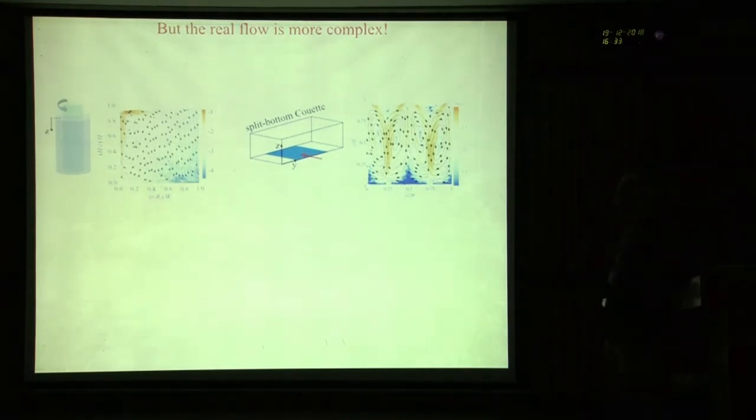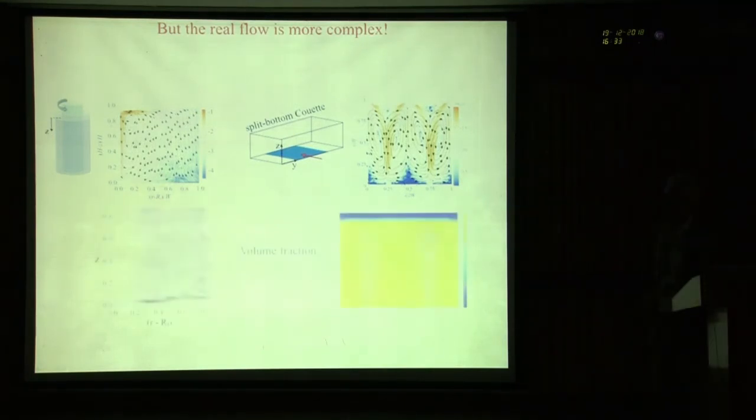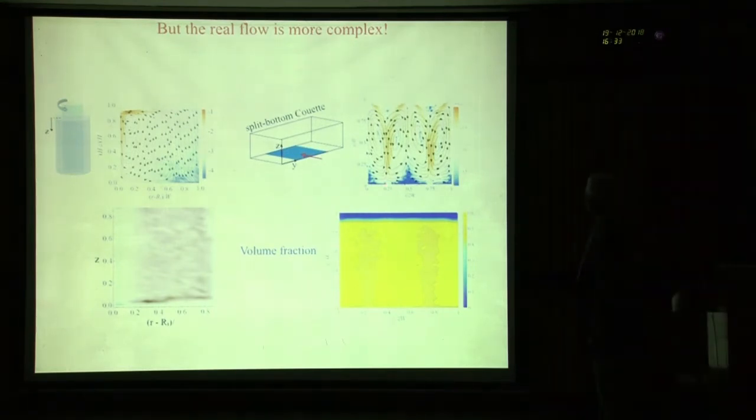But as you know, the real flow is more complex. It's not unidirectional. So there's a secondary flow even in a split, and the volume fraction is not just small at the split. There's a low volume fraction region all the way to the top.